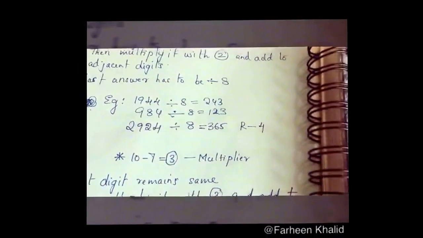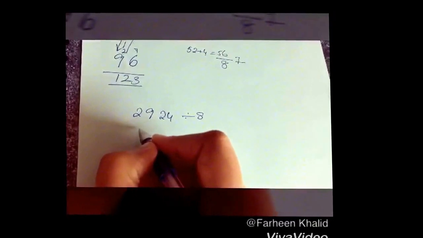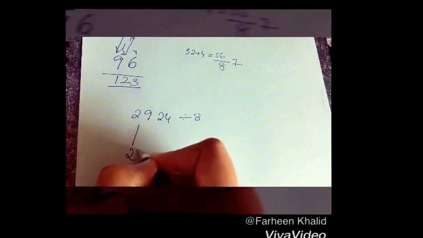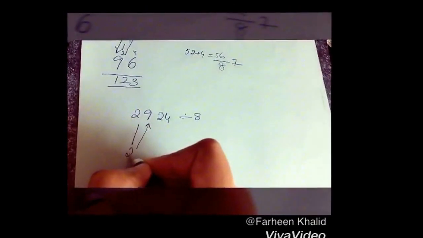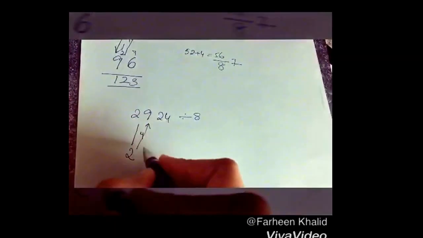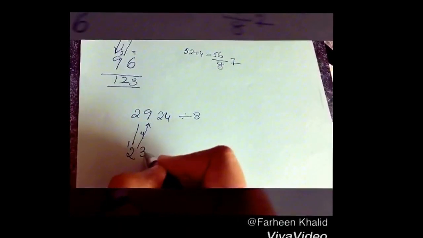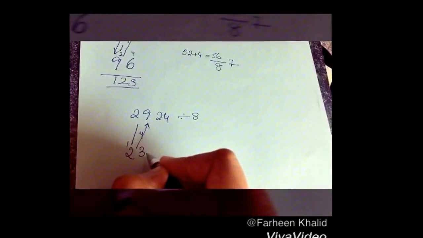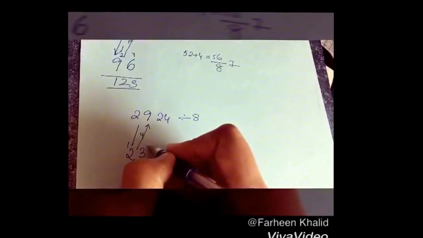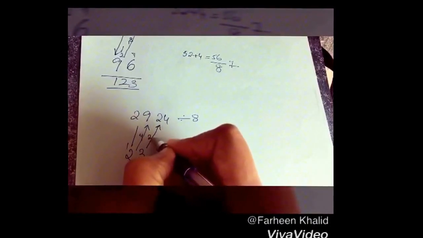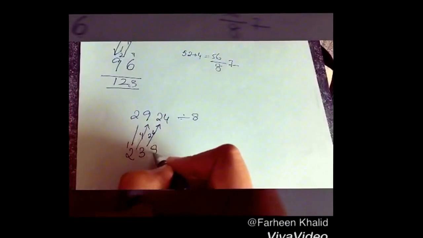This case is with the remainder. Okay, so it's 2,924 divided by 8. You write the 2 as it is, then you multiply it by 2, which makes it 4. You add the 4 to the 9, which is 13, and then you multiply 13 by 2, which makes it 26. So you add the 26 to the 2, which makes it 28.